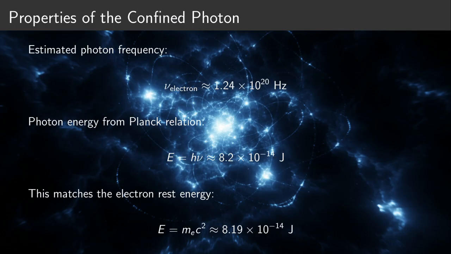Properties of the confined photon. Using the Planck relation, energy equals h times nu. Substituting the derived frequency gives an energy of approximately 8.2 times 10 to the minus 14 joules. This matches the known rest energy of the electron. This agreement suggests that the electron's mass may arise directly from confined photon energy.